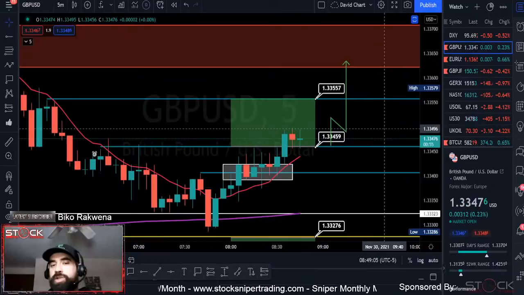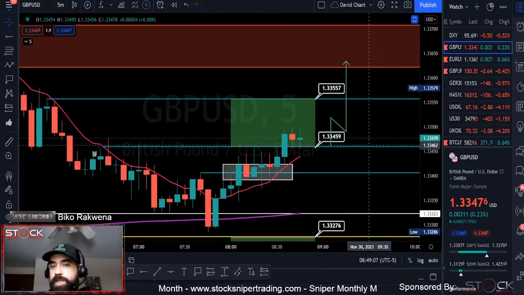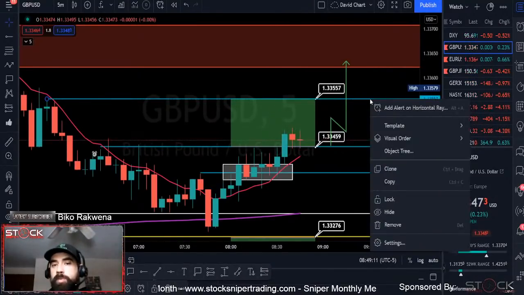Okay, not much on GU yet. We're still going to monitor here. We had a nice push. I think that alarm was GBP USD, so we're going to set another alarm right up here.